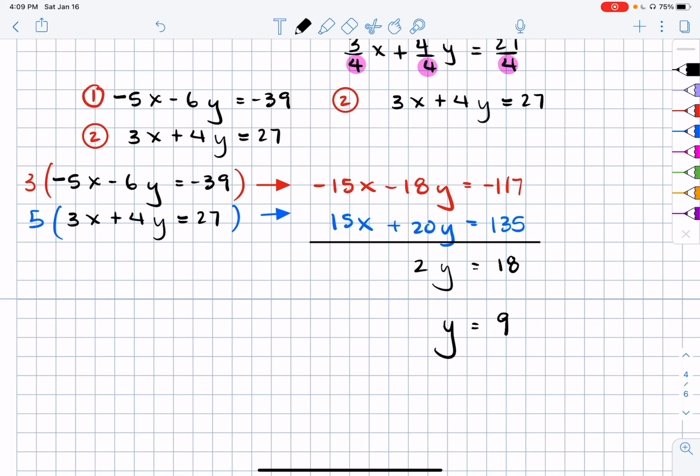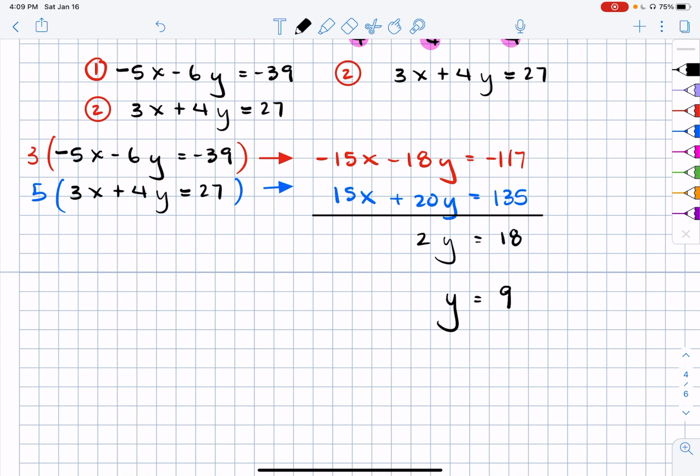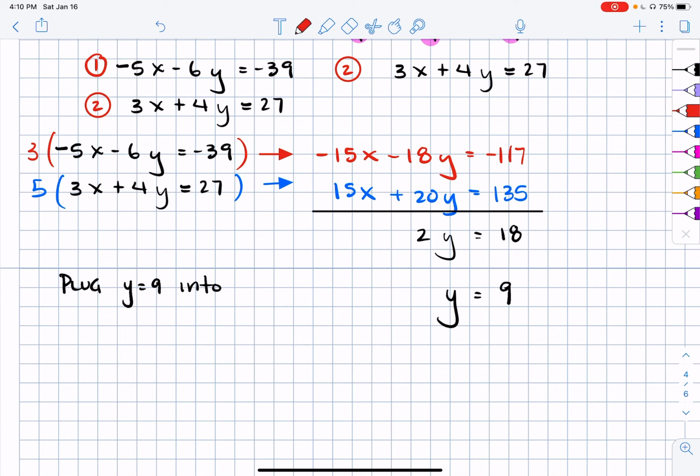Okay, so now I got to take 9 and plug it into one of the equations up top. Doesn't matter which one. So let's go ahead and plug y equals 9 into, I want to do 1. Yeah, let's do 1 because that's the most original equation I have. So I'm going to have negative 5x minus 6 times 9 is equal to negative 39. So that is a 9.